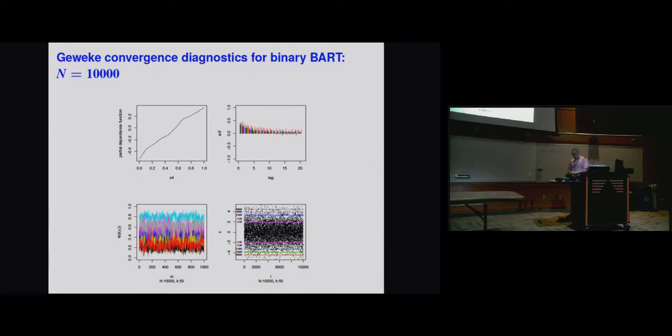Okay, we get to 10,000. Okay, so look at that. It's nailing the function now. Dead on, right? But look at the autocorrelation. It's increased dramatically. Look at the trace plots. Not moving around too good, right?